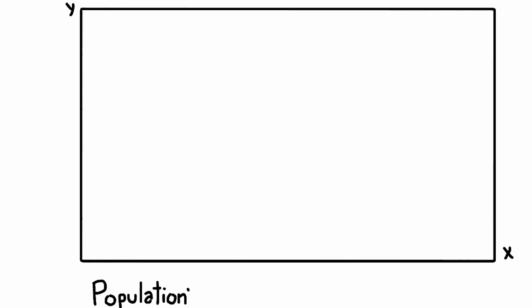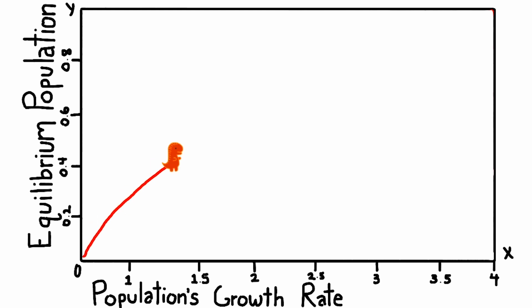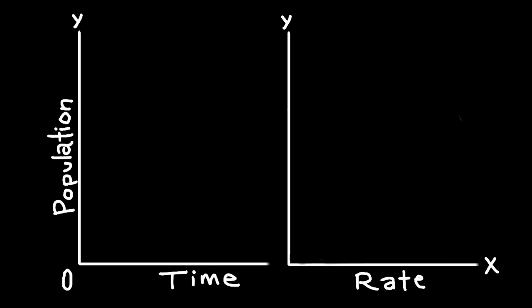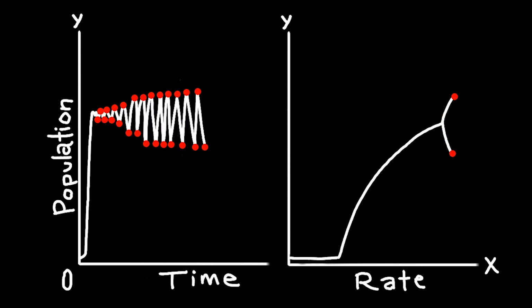If the x-axis is the population's growth rate and the y-axis is the equilibrium population, which remember is the number where the population theoretically stabilizes, then we get a steadily growing graph, but only for a while. Once it reaches a certain x value, it splits in two. This is known as a bifurcation. At this rate of growth, the population oscillates between two equilibrium points. In one year, the population is higher, and in the next year, it is lower.